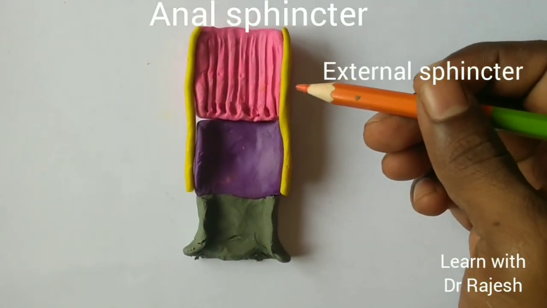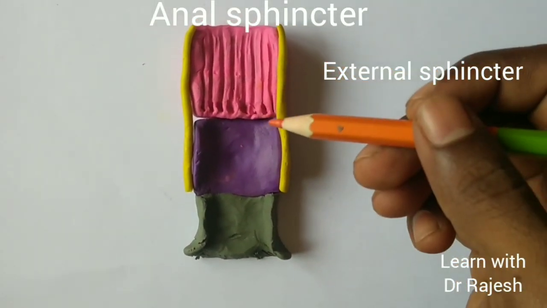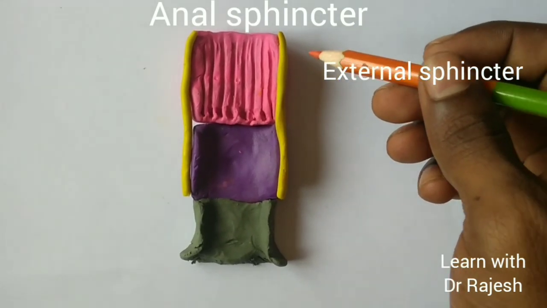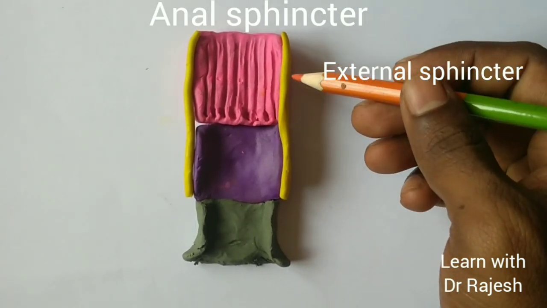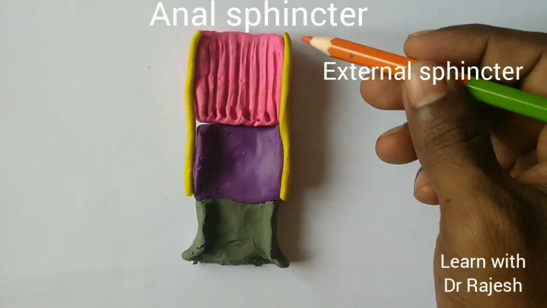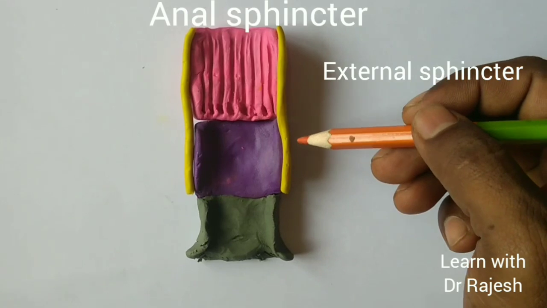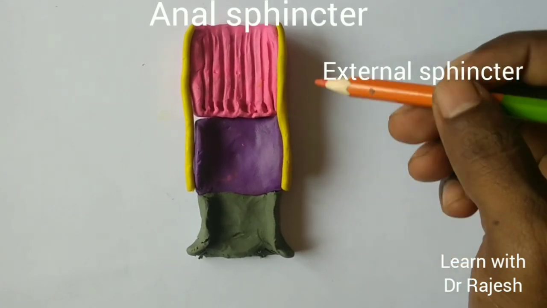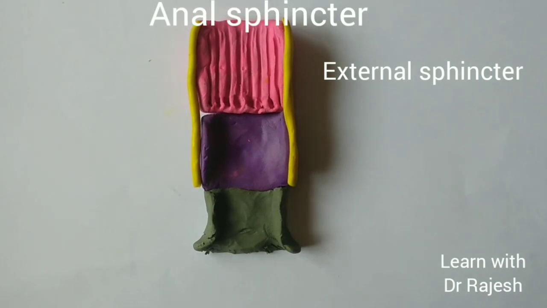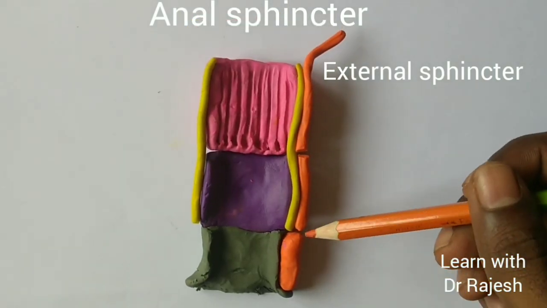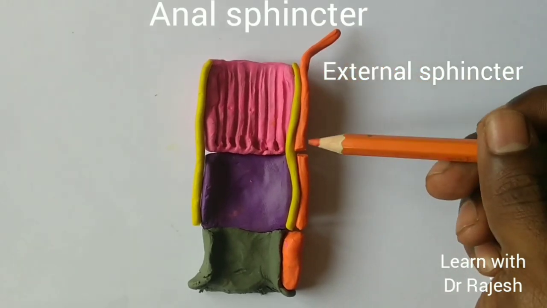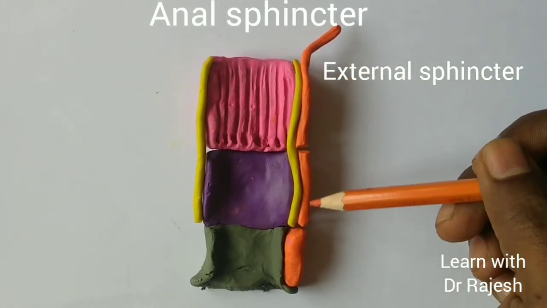The next set of sphincters are the external anal sphincters. These external anal sphincters are striated muscles, and they extend to the whole length of the anal canal. Now we'll see, the external anal sphincter is made up of striated muscle, and it extends to the entire length of the anal canal. This orange color represents the striated muscle, which is the external anal sphincter. It is made up of three parts.